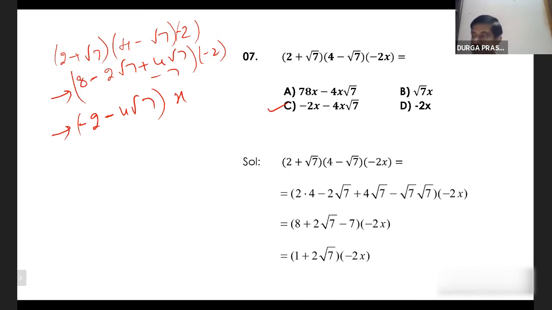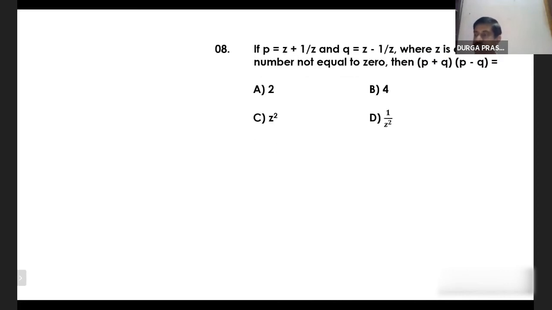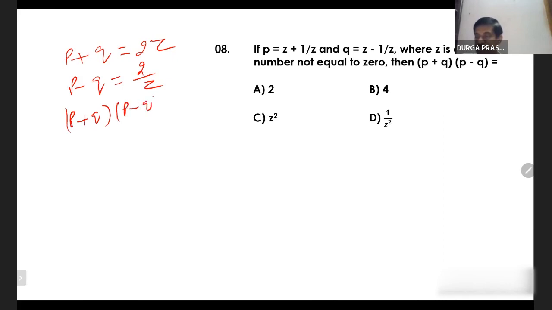Okay. Let us go to the next question. Look at this. P equal to Z plus 1 by Z, Q is Z minus 1 by Z. So it's very simple. P plus Q is 2Z and P minus Q is 2 by Z. So P plus Q into P minus Q is 4. So option B. So a direct solution.